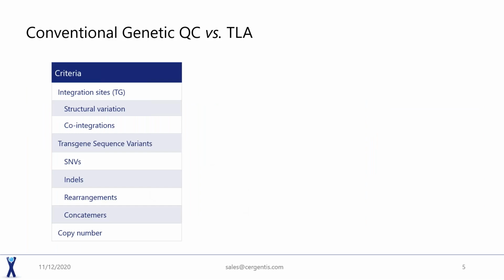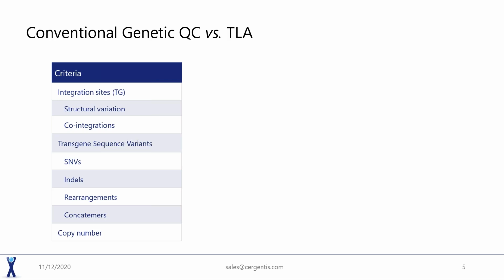So to date, there are, of course, many different techniques currently being used to generate transgenic cell lines. However, all these techniques can result in undesired off-target integrations, multiple integration sites, unexpected integrations of backbone sequences, or even in undesired sequences or structural variants in the integrated transgene itself.